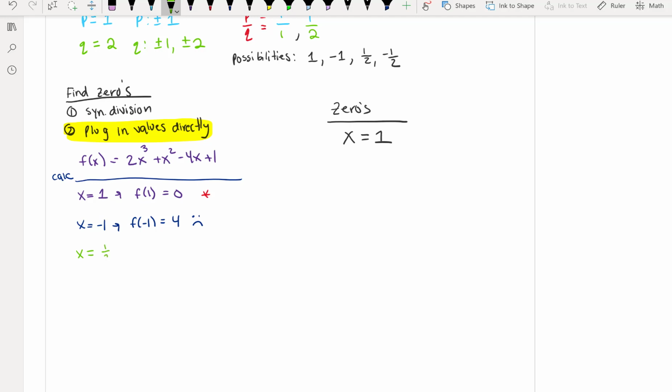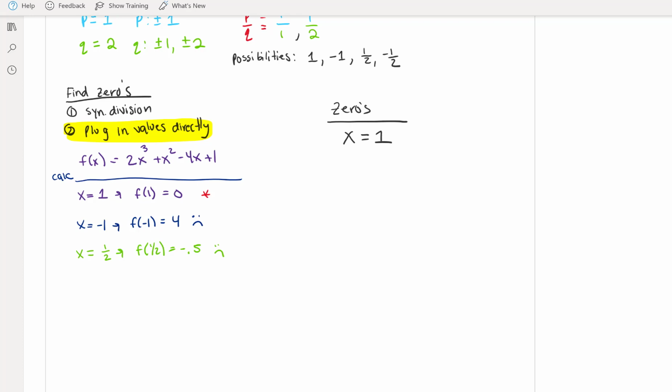I have x is equal to a positive 1/2. So f of 1/2. Let's see what happens when I plug that in. So when I plug in 0.5, now I'm actually going to need my calculator. So I have 2 times parentheses 0.5 cubed, plus 0.5 squared minus 4 times 0.5 plus 1. And I end up getting a negative 0.5. So that is not a 0 as well. So that's fine. I keep going.